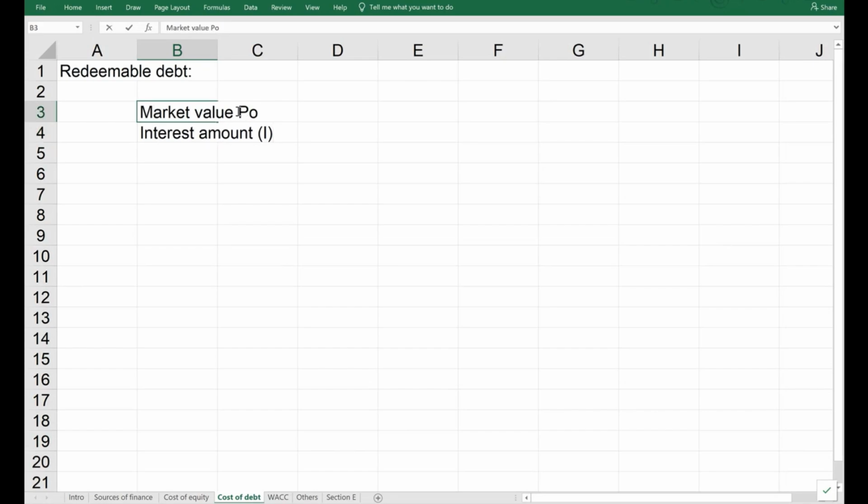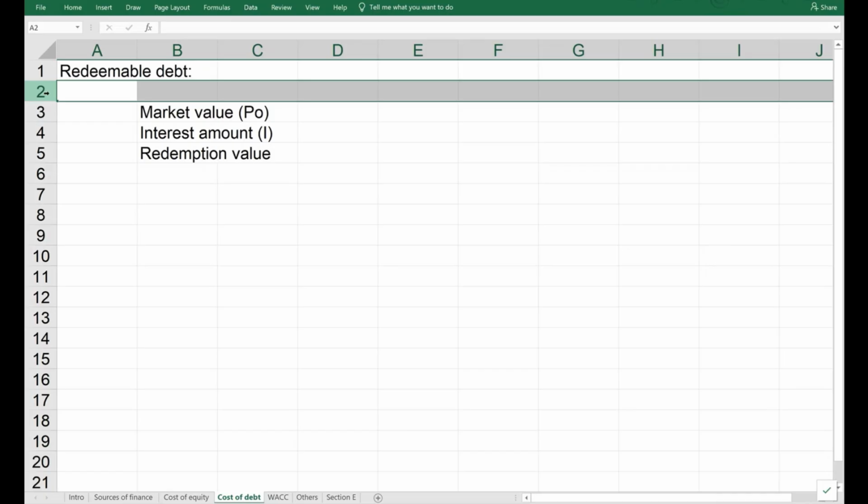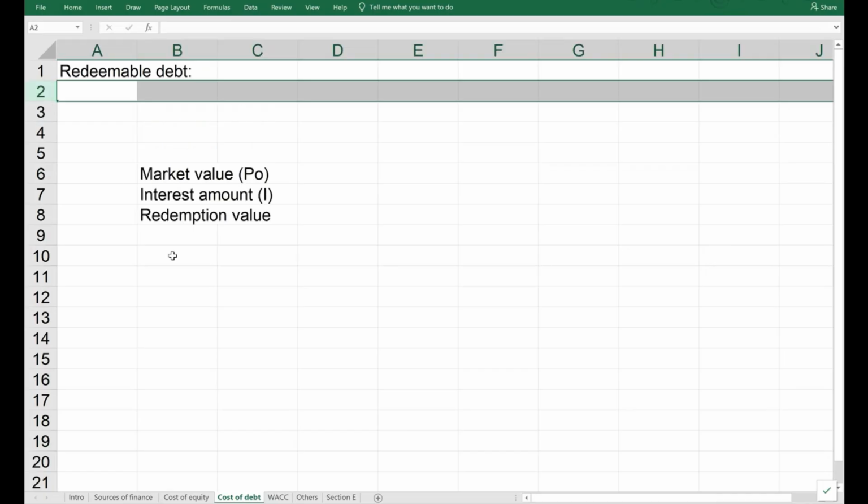You first of all need to figure out these three things: market value, interest amount, and redemption amount. Redemption value or redemption amount means: this bond will redeem at what amount? It will be given. It will redeem at par, or it will redeem at 10% above par, right? Then the redemption value will be 110. So we need to figure this out. And we also need to find the life of the bond. So we have to take these three cash flows.